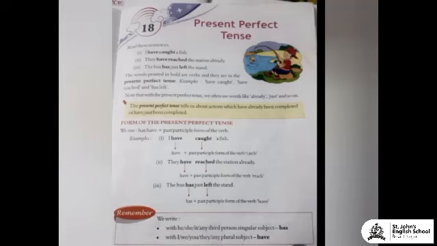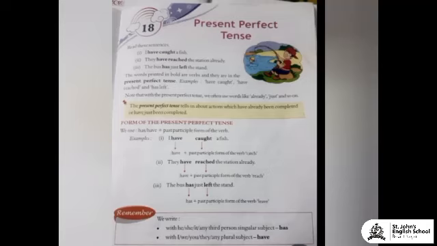There are many sentences. The first sentence is I have caught a fish. That's the first sentence. The sentence is in present perfect tense. And the second sentence, they have reached the station already. This is also in present perfect tense. And see the third sentence, the bus has just left the stand. This is also in present perfect tense.